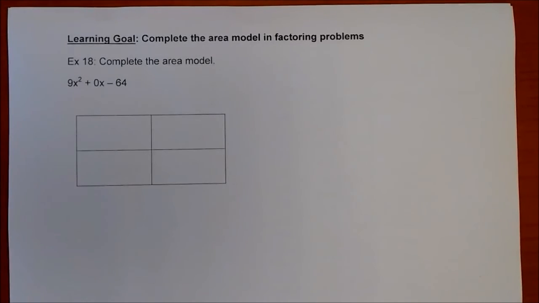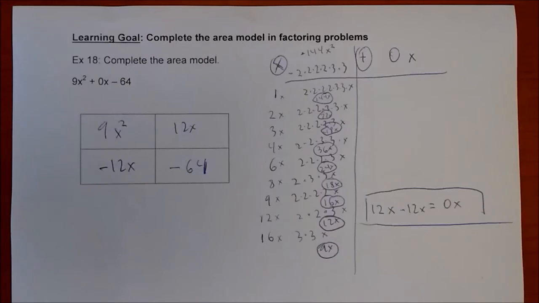Okay, here's one more for you to try. Complete the area model for 9x squared plus 0x minus 64. And try this one with your neighbor. Okay, so here's what I came up with.